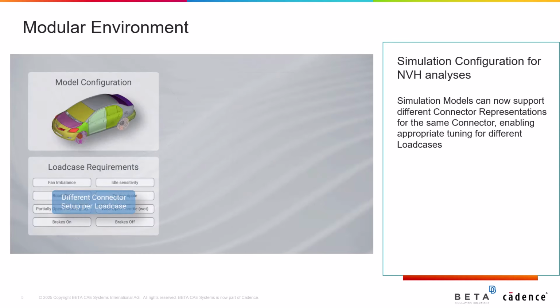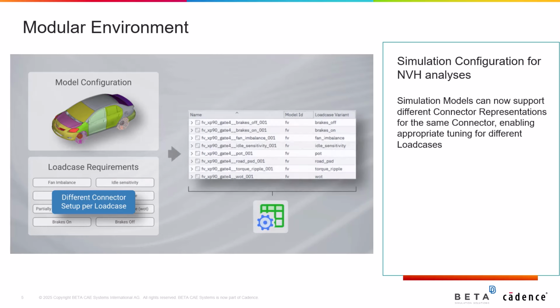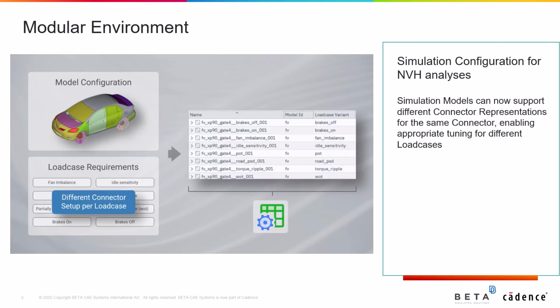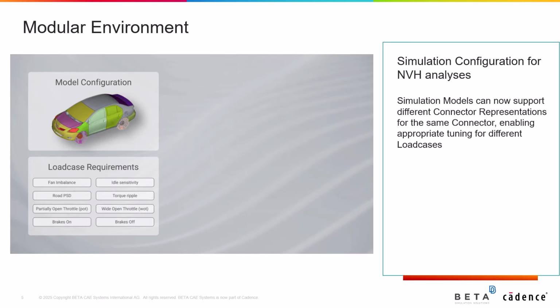Simulation models can now support different connector representations for the same connector, allowing for appropriate tuning for different load cases. This is achieved by activating a dedicated setting in the modular environment profile, which enables the saving of connector entities within a simulation configuration table.